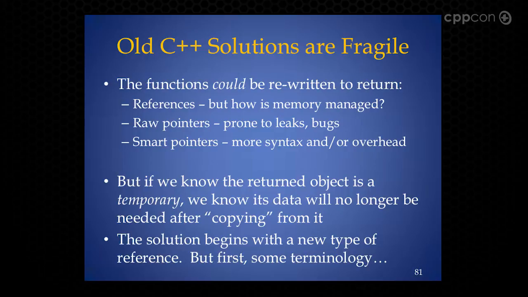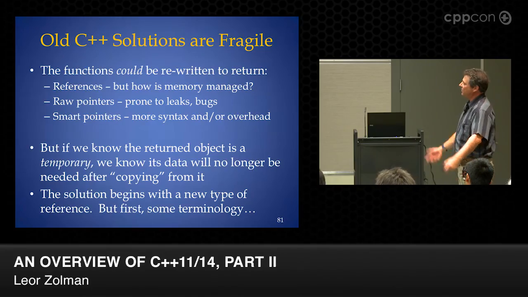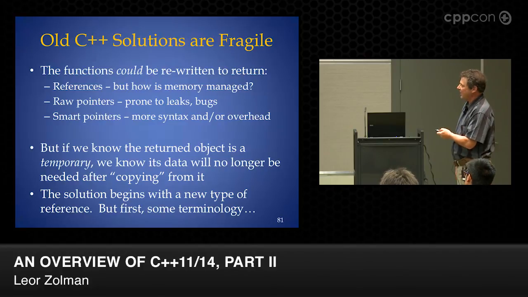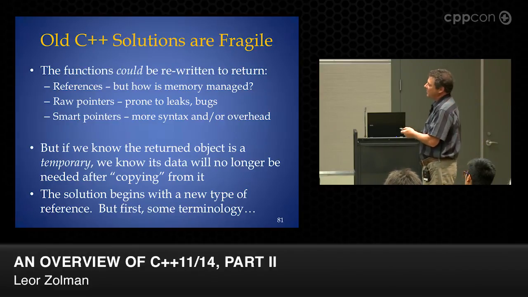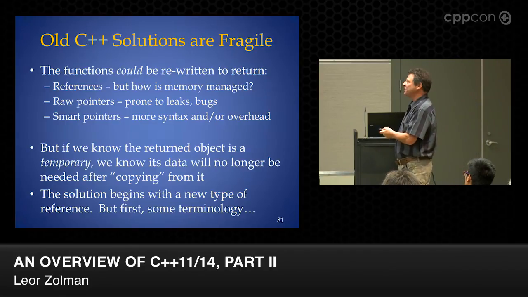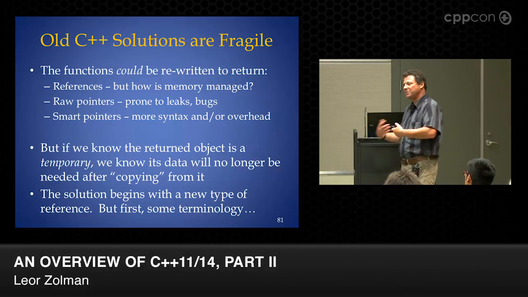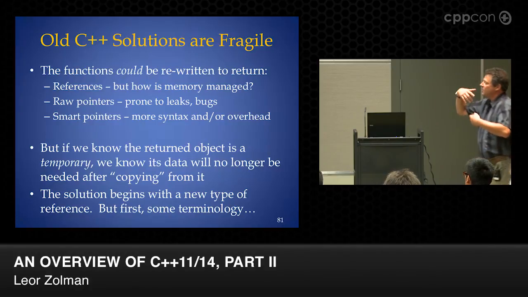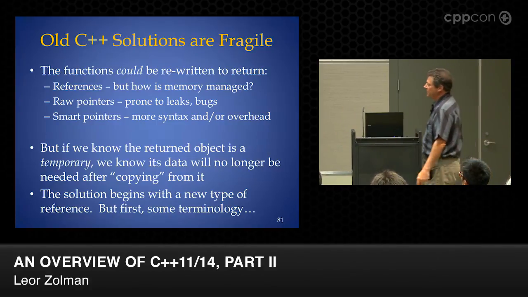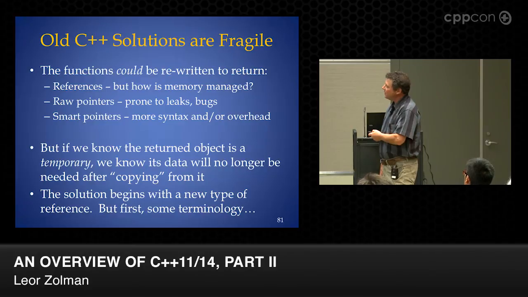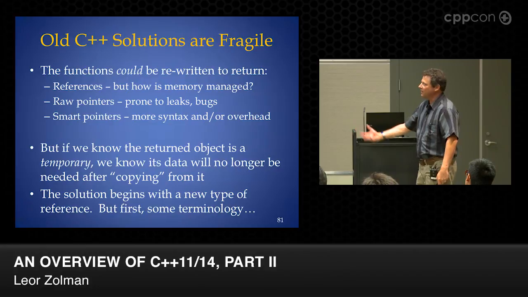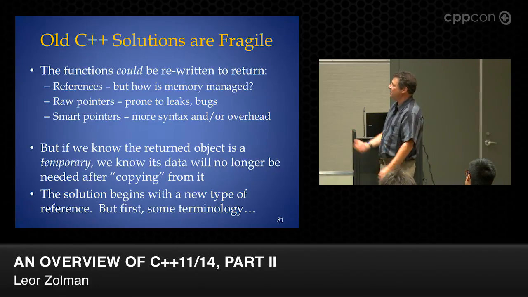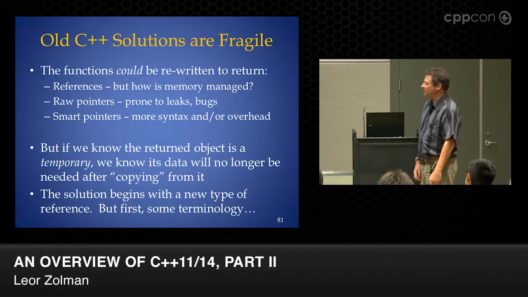So there's ways you can attempt to solve the problem in old C++. You can return references instead of values. You can return pointers. Both of these are really problematic because there's memory management issues that you may never be able to solve. You can use a smart pointer, and that's a lot better, but smart pointers have some overhead, especially things like shared_ptr. You might want to avoid that overhead. So ultimately, a new language facility needed to be introduced to deal with this. The key is if we know that the object being returned is a temporary, if the compiler can know that it's not going to be used anymore after it's being copied from, that situation can be optimized.